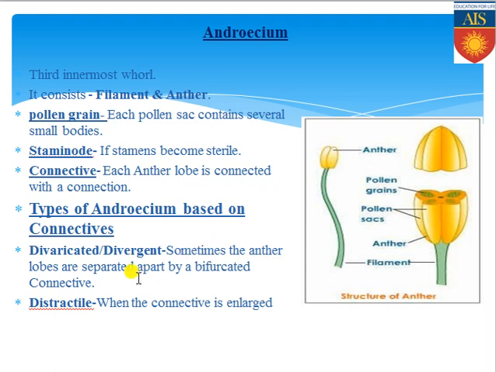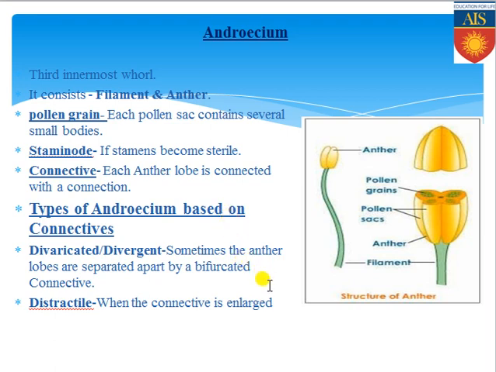Now the point is the types of androecium based on the connective. Based on the types of connective, androecium types are also present. The first type is divaricate or divergent, another one is distractile. What are these? Divergent or divaricate is when you can see the anther lobes separated apart by a bifurcated connective. Both of the anther lobes are present separately, but they are connected by a Y-shaped bifurcated connective. The connectives join at a single point, but they come out in a Y-like manner, and at the head of those connectives the anther lobes are present. So that is known as the divergent or divaricate type of connective or androecium.